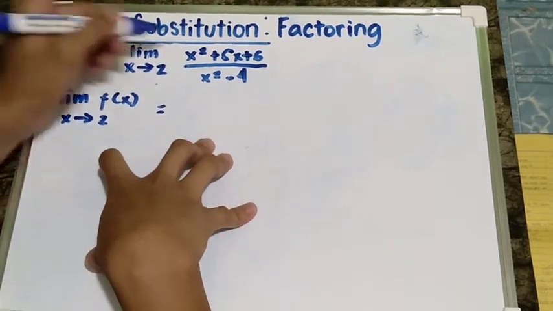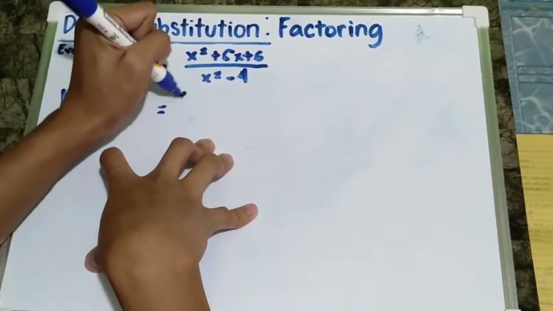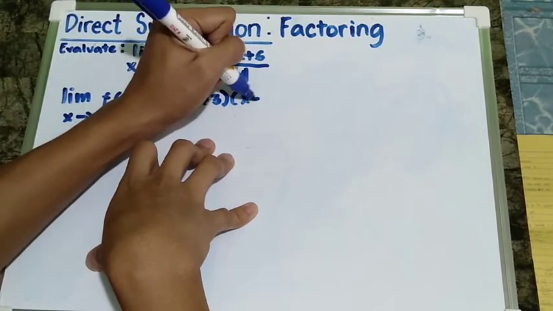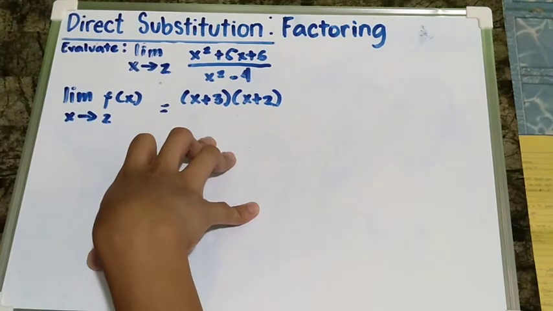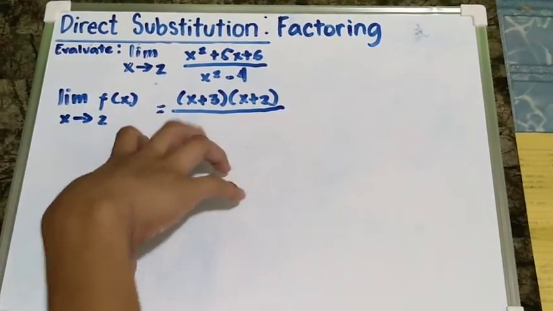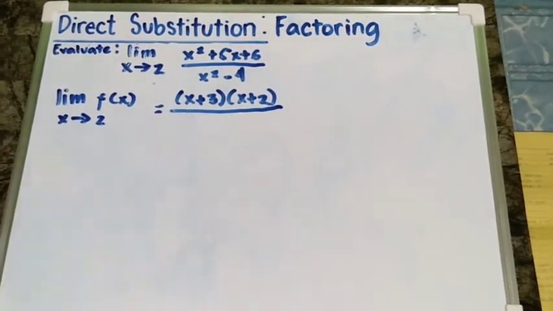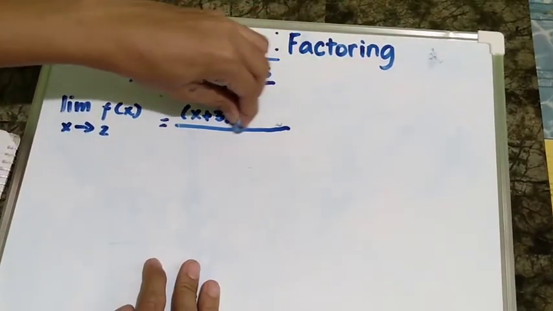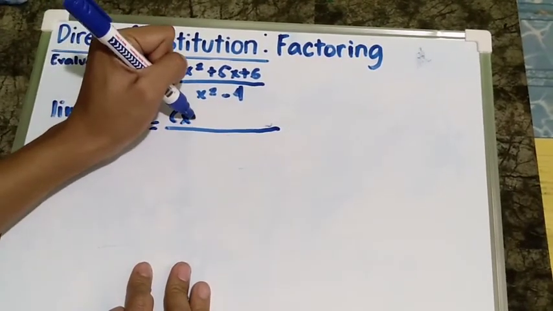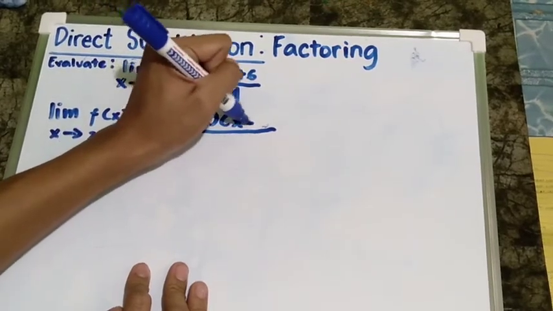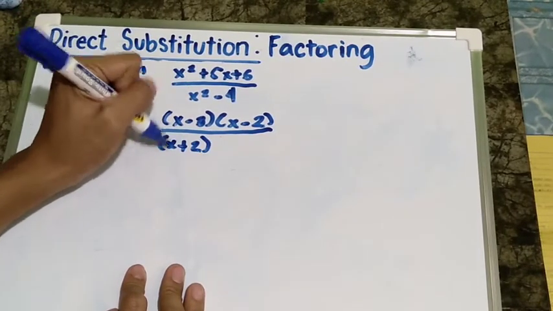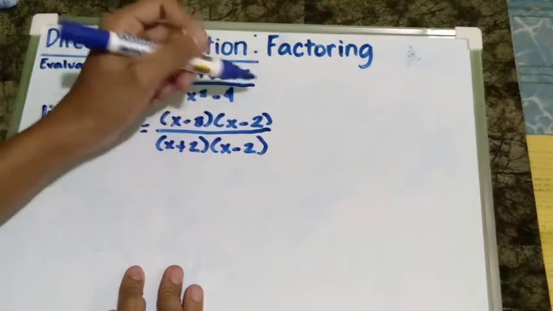So the numerator now is x plus 3 times x plus 2, and the numerator, we see that this, sorry for the mistake, the simplified form is x minus 3 times x minus 2, then in the denominator is x plus 2 times x minus 2, then cancel the same variables, then the remainder is only x minus 3 over x plus 2.